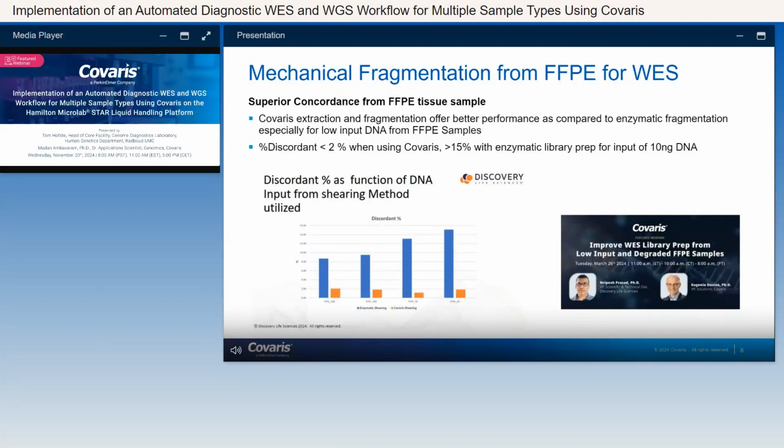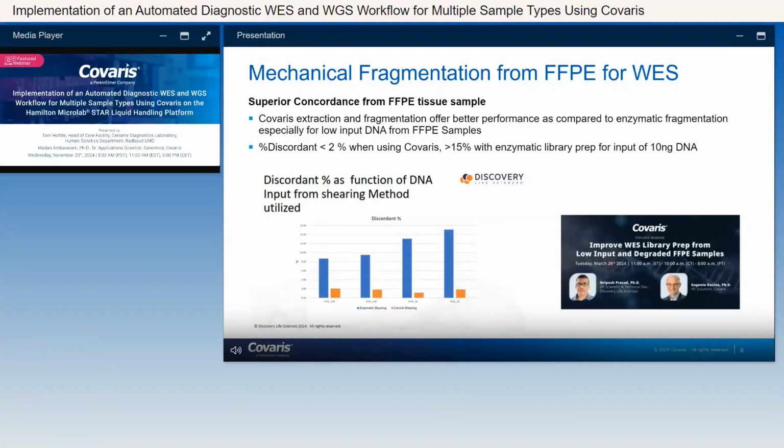Now the mechanical fragmentation of the somatic workflow, which is similar to the germline solution. Covaris technology has been widely applied for somatic solutions, for example, DNA shearing from FFPE tissues for whole exome sequencing on targeted panels. In this example from Discovery Life Sciences, the customer used Covaris for DNA extraction and fragmentation, and observed enhanced performance compared to enzymatic fragmentation, particularly with very low input DNA from FFPE clinical samples.